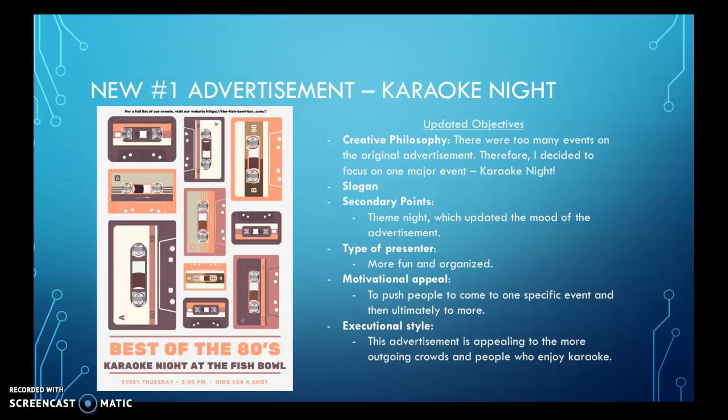Your executional style: this advertisement is appealing to the more outgoing crowds, people who enjoy karaoke, people who want to get up there and sing and embarrass themselves. Probably like me, but it's fine. We'll talk about that another day. But yeah, those types of people, outgoing people, party goers, things of that nature.